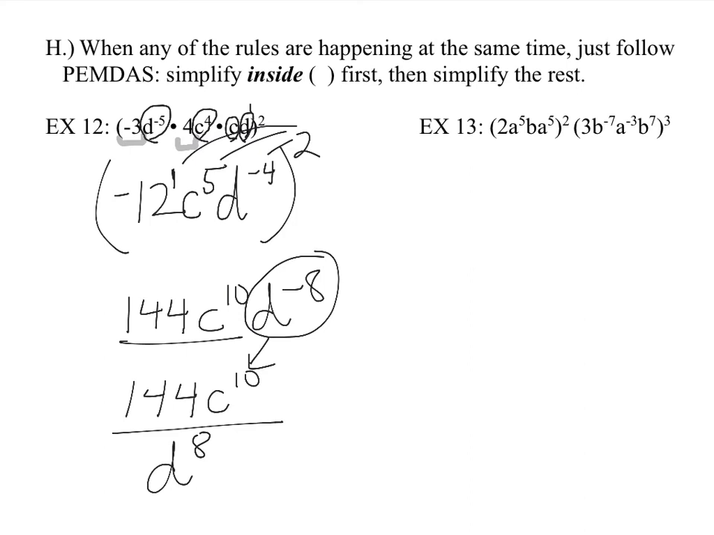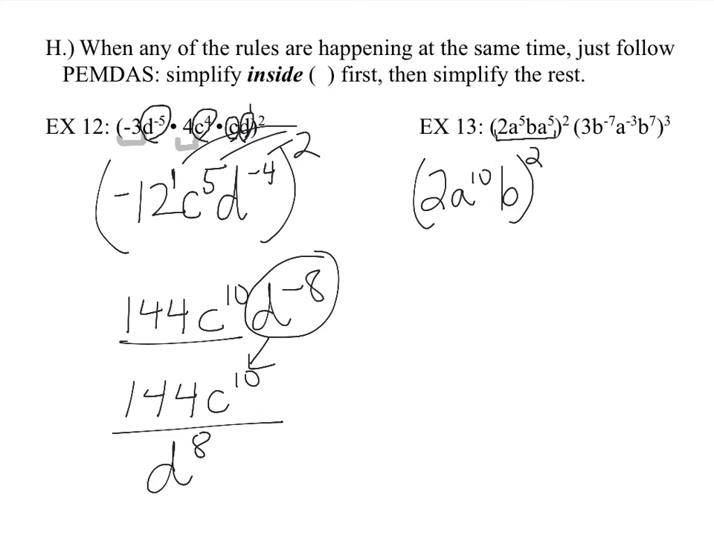All right, the next one. Do what's inside parentheses first. So I'm going to combine all this together first. So I'm going to put my a's together to get a to the 10th. So I'm going to have 2a to the 10th b. That whole thing is being squared.